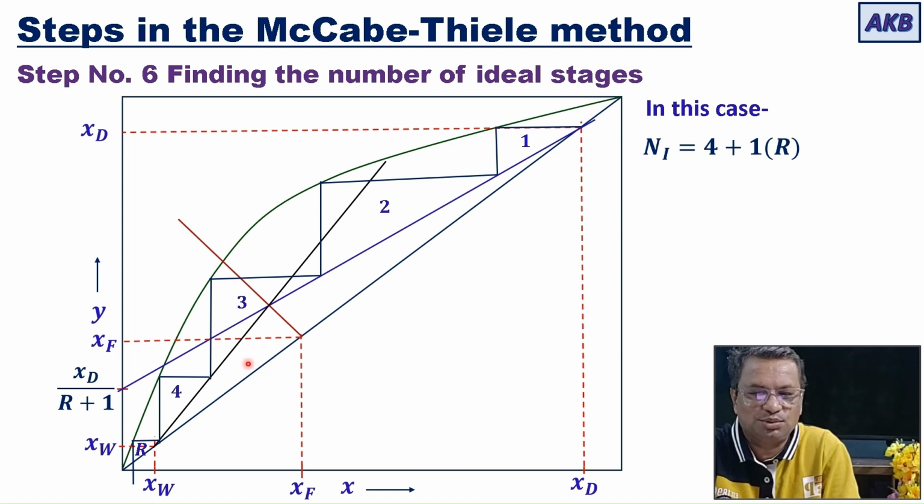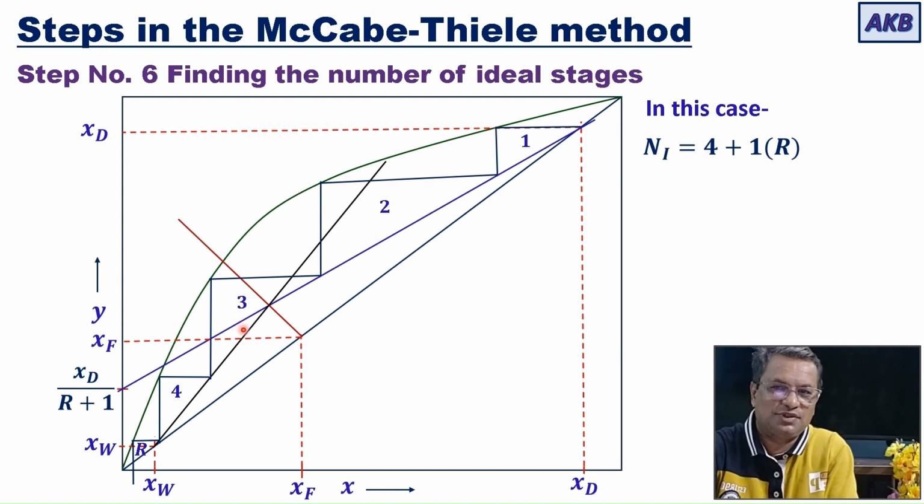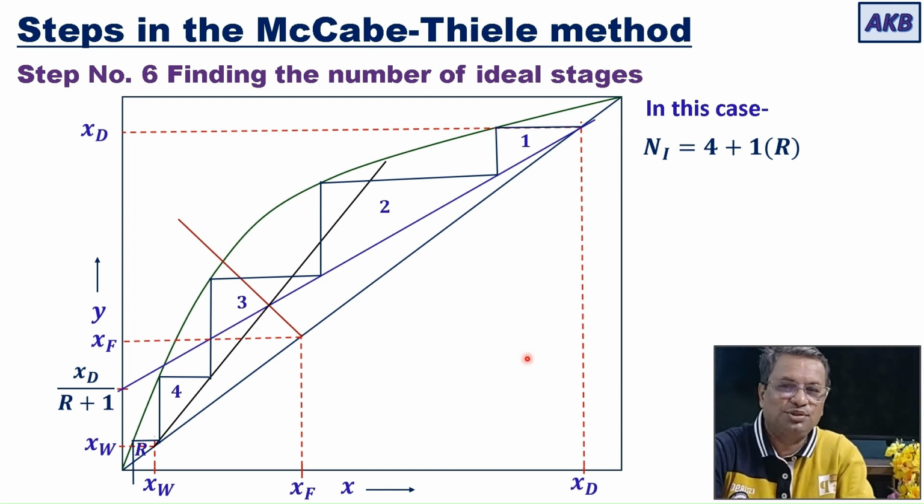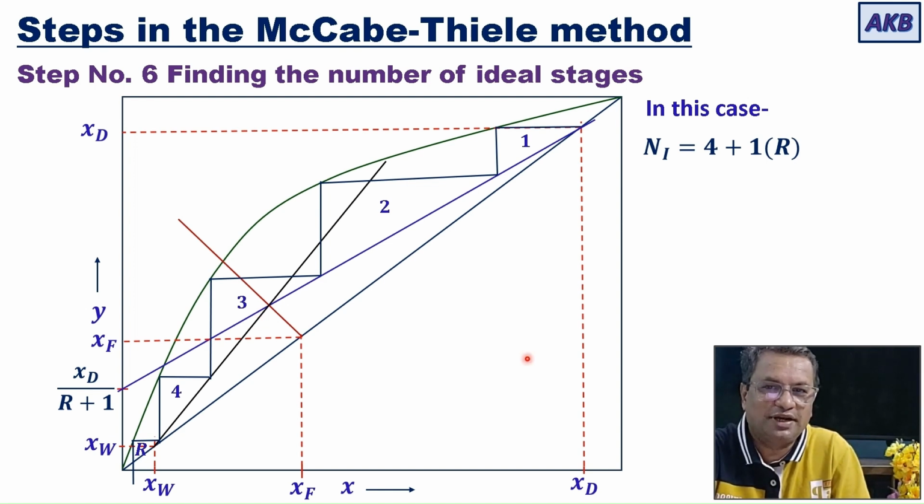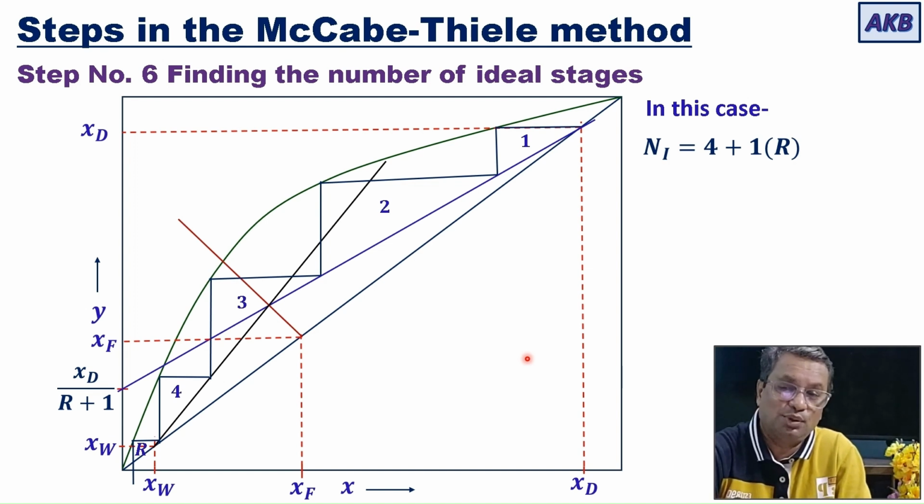And if somebody asks you to tell what is the number of the feed plate, then you can tell. In this case, it is 3. Why is it 3? Because the 3 lines are intersecting on this stage. Okay? So in this way, you can find the number of stages in a typical tray column by using McCabe Thiele. Remember, the McCabe Thiele method is going to give the number of ideal stages, and then knowing the overall tray efficiency of the column, you can find the number of real stages.